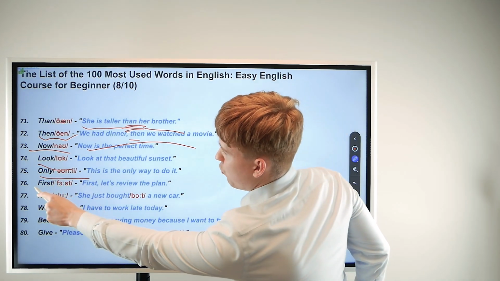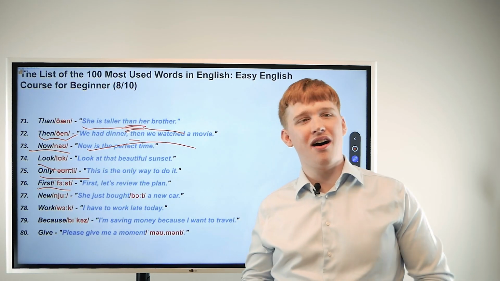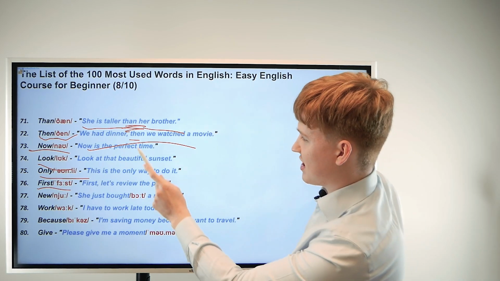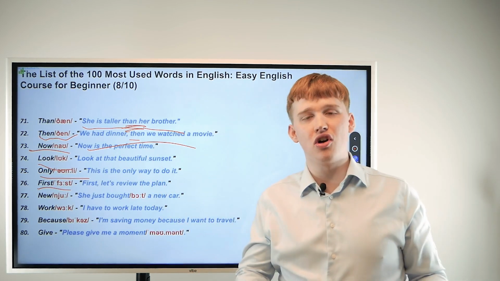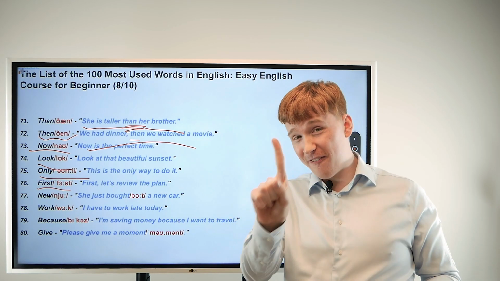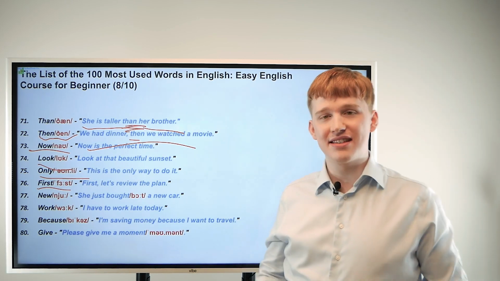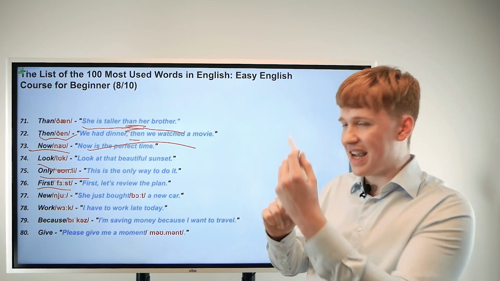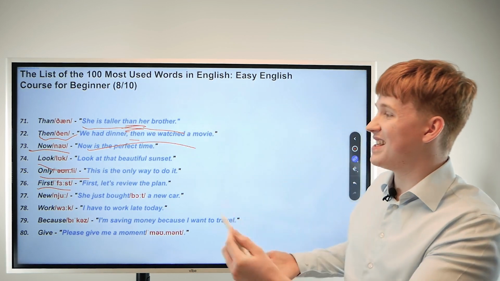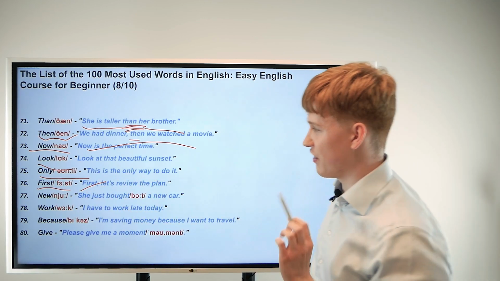So next up we have first. First is when we are saying that we have something. So first, let's review the plan. So it's not the second thing that you're doing or the third thing that you're doing. It's the first thing that you're doing. And that's when we use that there. It's like one, but we use it when we are stating that this is first, this is second, this is third. You're almost listing something, and we will use first in that list instead of one.